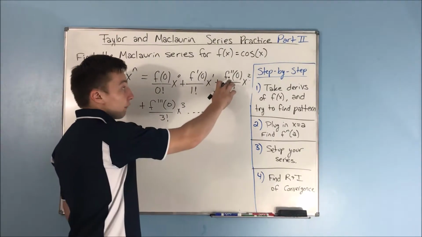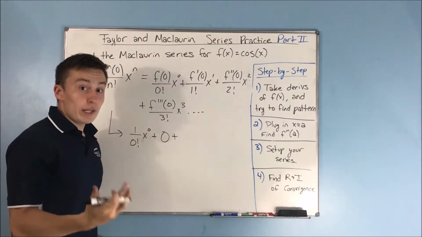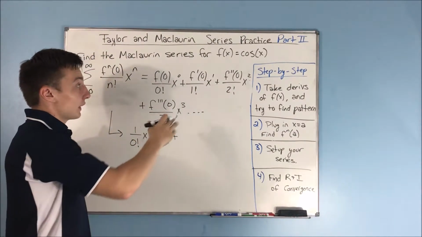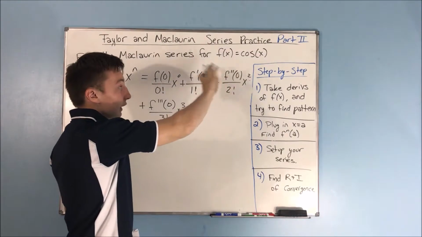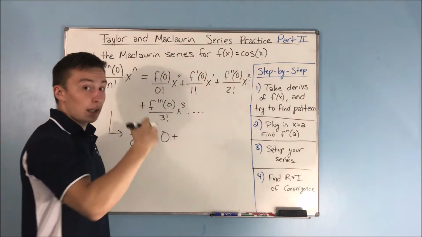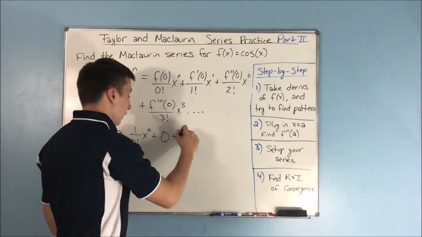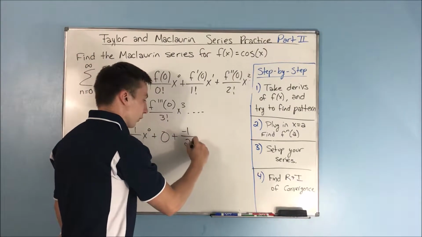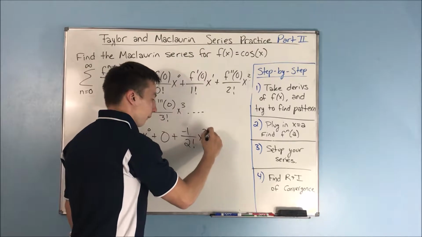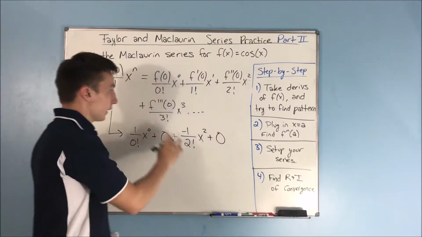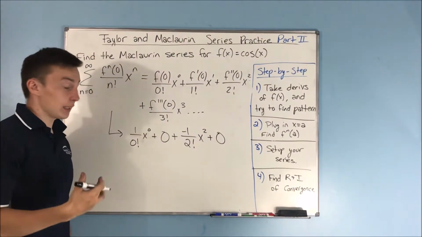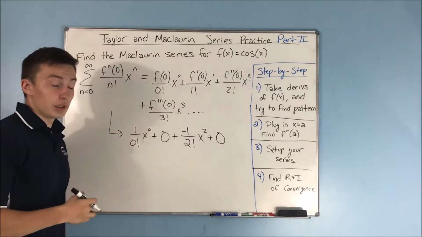Okay, the next term, that's f double prime of 0. What is f double prime of 0? Well, that's going to be not negative sine, because that's the first derivative, and the next derivative will be negative cosine. Negative cosine of 0 is negative 1, so you're going to have a negative 1 over 2 factorial times x squared. Next, you'll have 0, okay, because that's going to be sine. You're going to have positive sine as your triple prime.